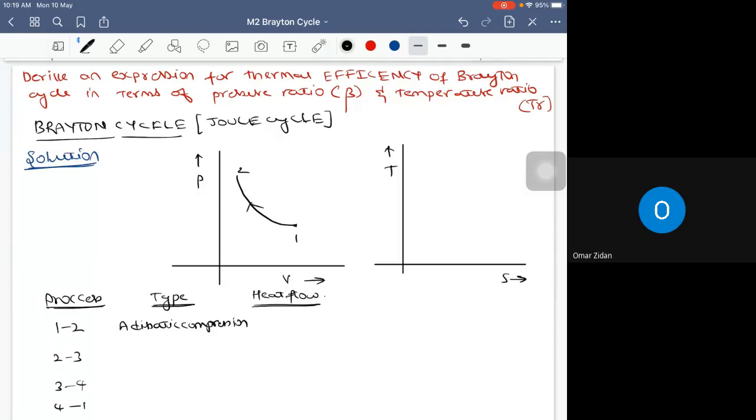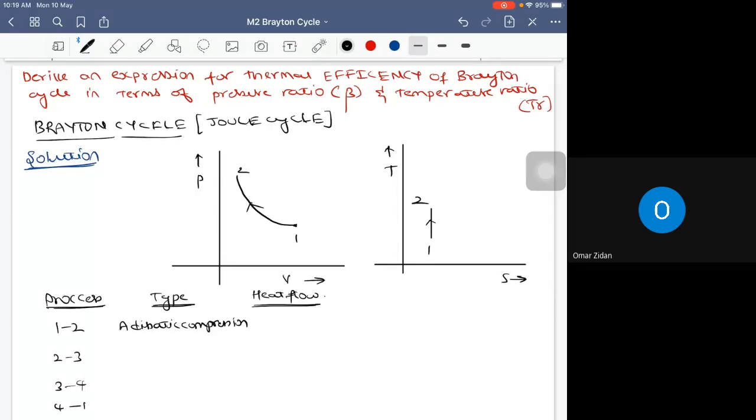Adiabatic compression, and adiabatic in the sense the entropy remains the same, isentropic process, so it is a straight line in case of a TS diagram. Okay, so this is 1 to 2 now.